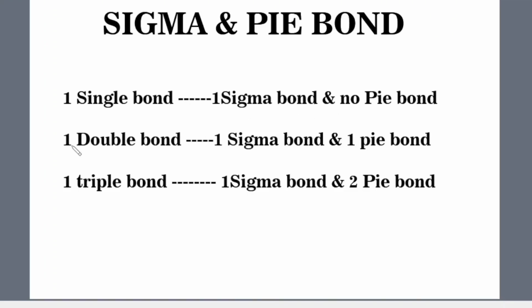And also, whenever you see a double bond in a compound, there is one sigma bond in it and there is one pi bond in it. Finally, whenever you see a triple bond in a compound, there is one sigma bond in it and there are two pi bonds in it. So let's take an example for better understanding.